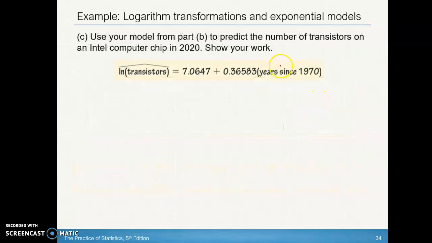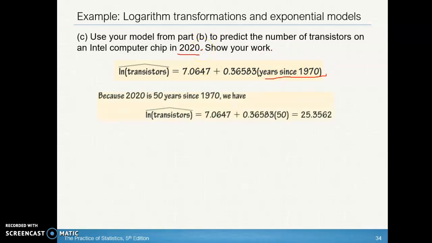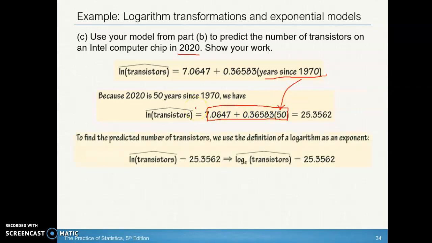Now we're going to use our model in part B to predict the number of transistors on a computer chip in 2020. Remember this is year since 1970. So how many years is 2020 from 1970? Well, that was 50 years, so we're going to plug in 50 here. Remember this side you can do directly on your graphing calculator.